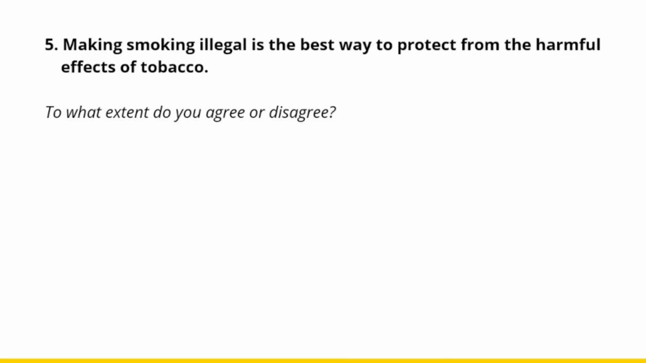In this slide, you can see our final type of essay, number 5. It's about agree or disagree. The prompt states the following: making smoking illegal is the best way to protect from the harmful effects of tobacco. And your task, to what extent do you agree or disagree? So when you have this type of essay, you need to pick one point and then provide a reason for each point. I mean, which point you are choosing.